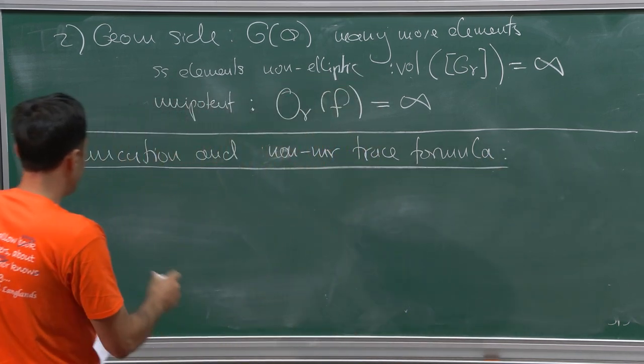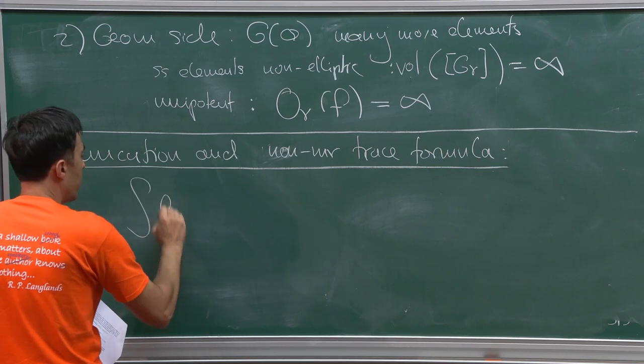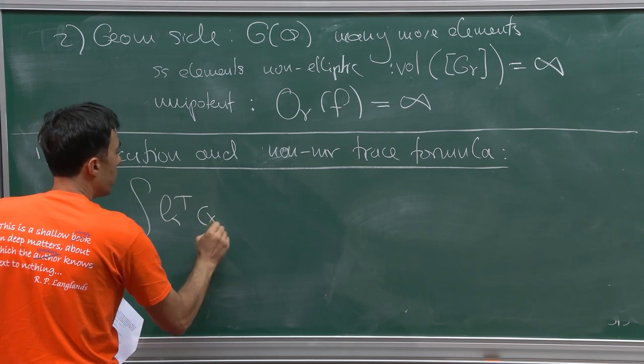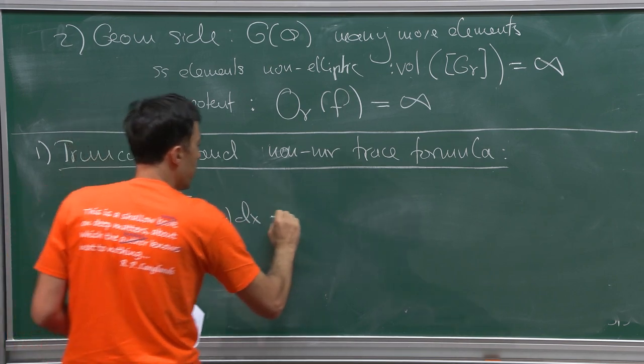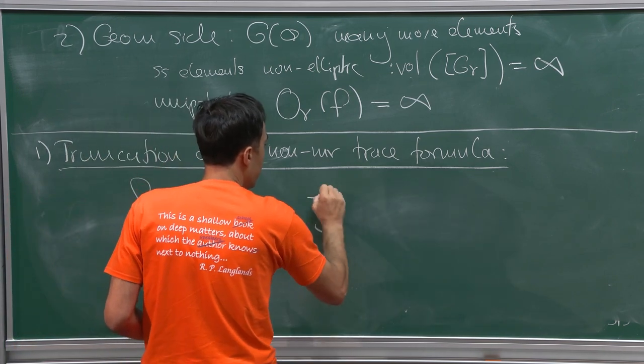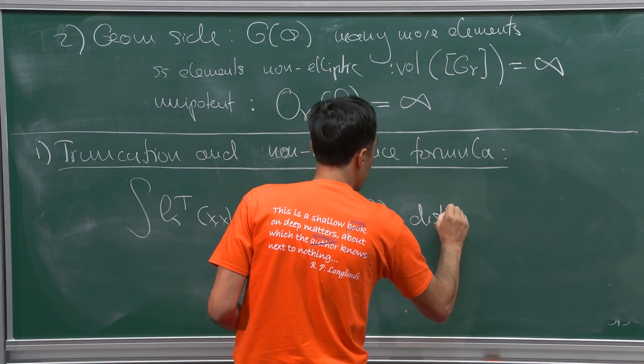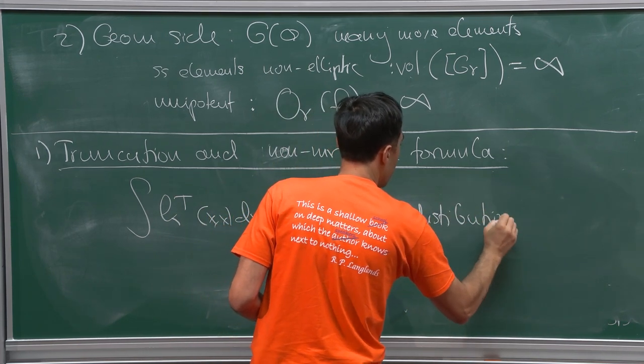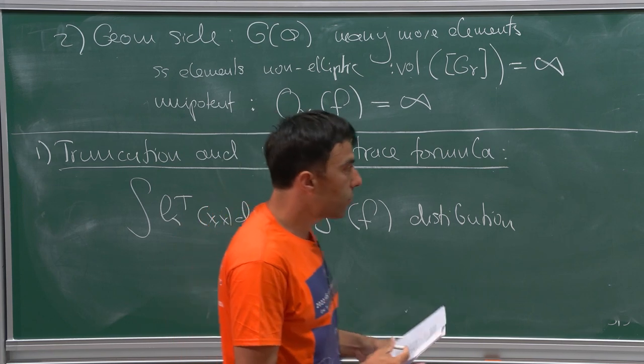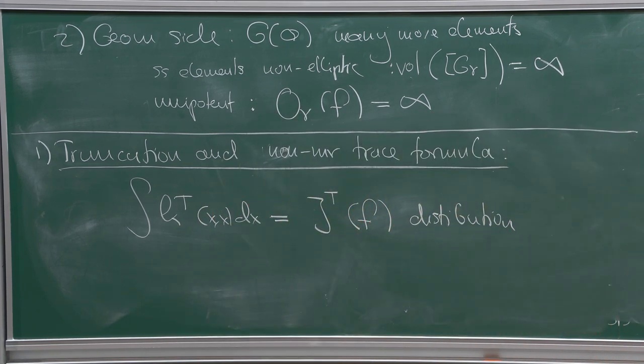All right, so when we integrate this truncated kernel over the diagonal, what we end up with is a distribution, and this distribution has geometric and spectral expansion. And in the beginning, the geometric and spectral expansions look like this.